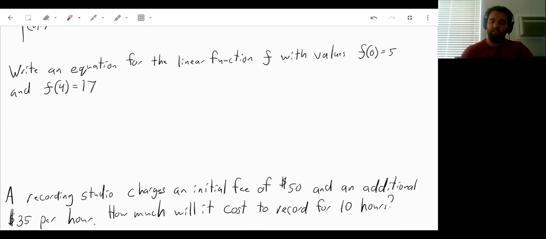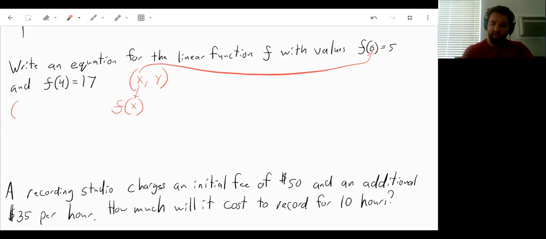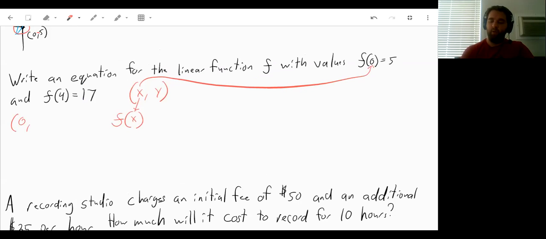Now where this might get a little trickier is when we start using function notation. But function notation is not all that different than saying that something is x and y. It's not much different than just giving a set of coordinates, because our x goes on the inside of the parentheses for our function. So for this example, this first one, our x is that 0. So we're looking at, we have a point at 0, comma, and then our y is the same as what f of x equals. So in this case, our y comes out to be 5. So we have a point at 0, 5.